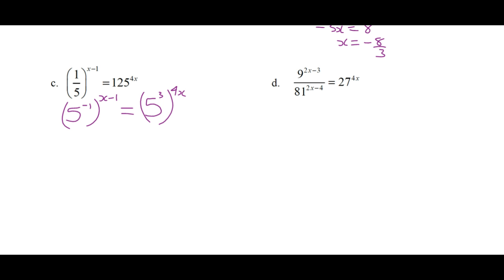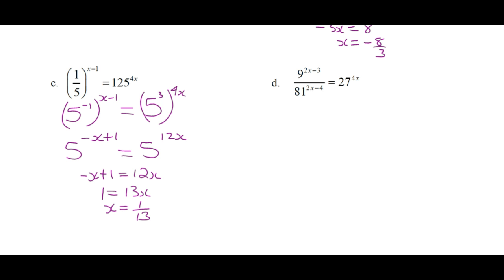At this point we go to power to a power, which means we multiply the exponents. So this becomes 5 to the negative x plus 1 is equal to 5 to the 12x. Now that the bases are the same, they're both 5s, what do we do with the exponents? You equate them. If 5 to this power is equal to 5 to that power, then negative x plus 1 must equal 12x, which means 1 is equal to 13x, and x will be 1 over 13.